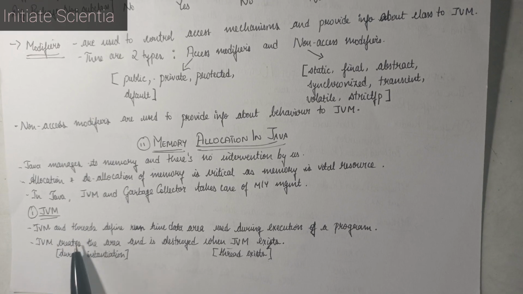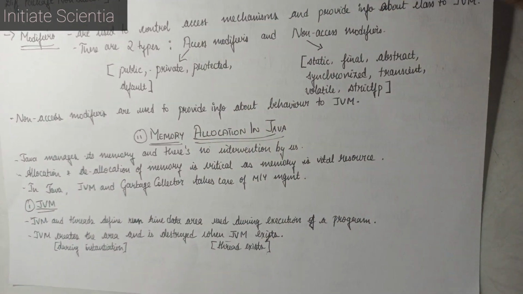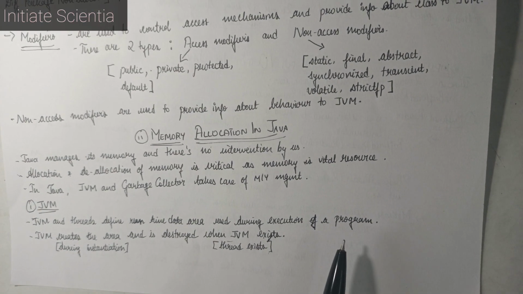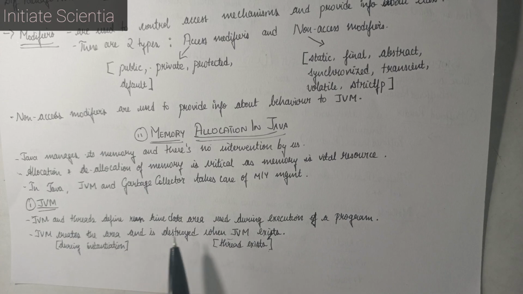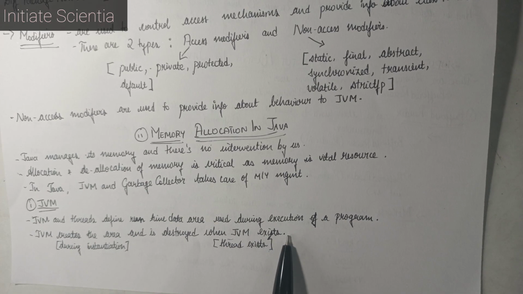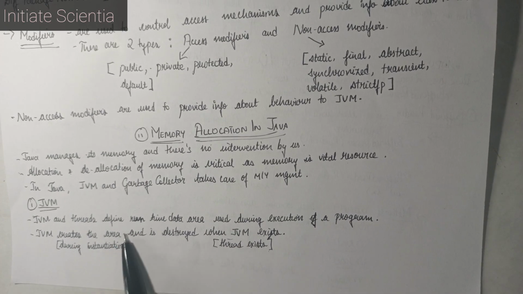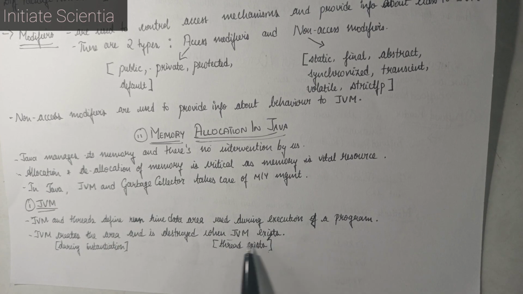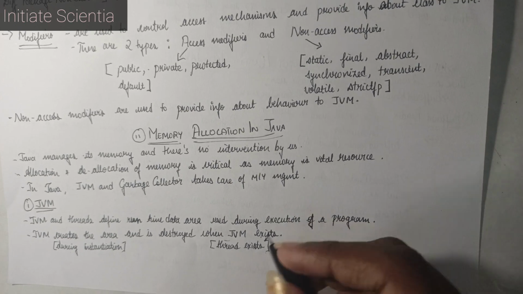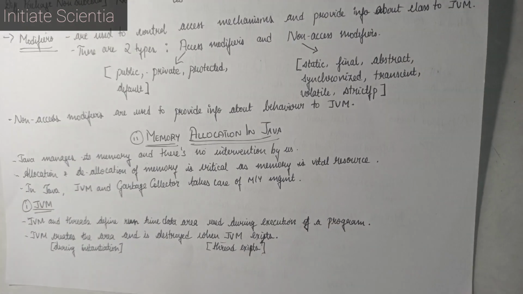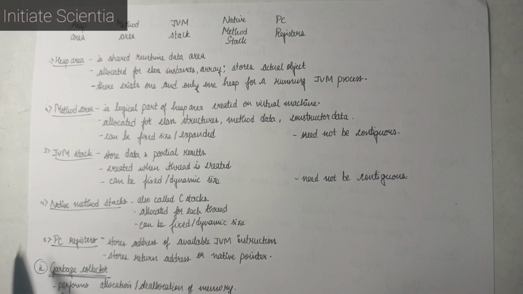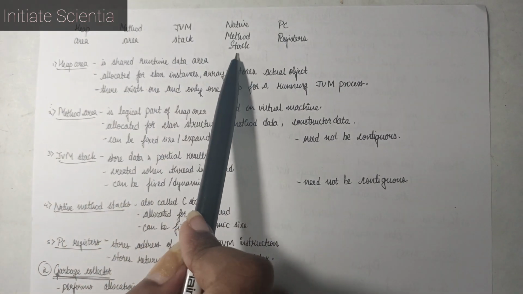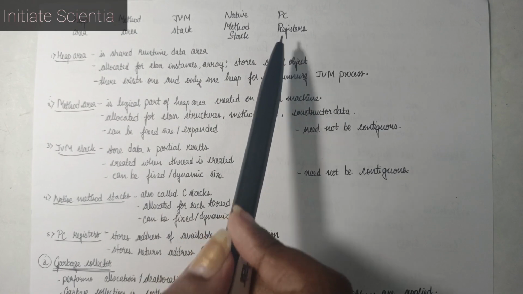JVM and threads define the runtime data area used during execution of a program. The JVM creates the area and it is destroyed when the JVM exits. So the area creation is done during instantiation, and it is destroyed when the thread exits or the JVM exits. We have the heap area, method area, JVM stack, native method stack, and PC registers.